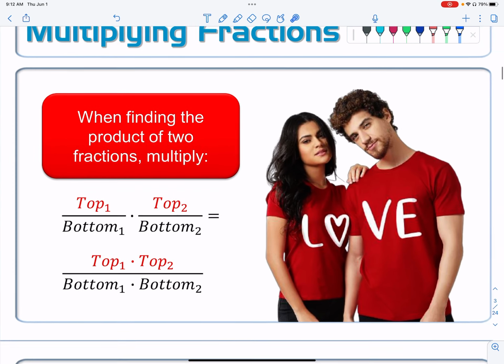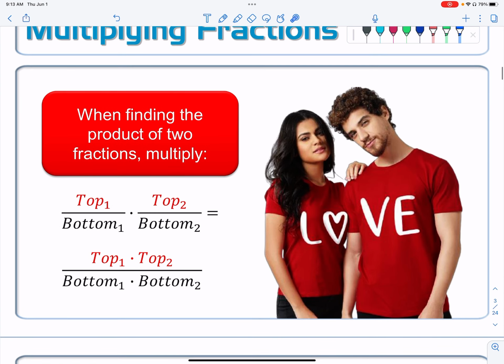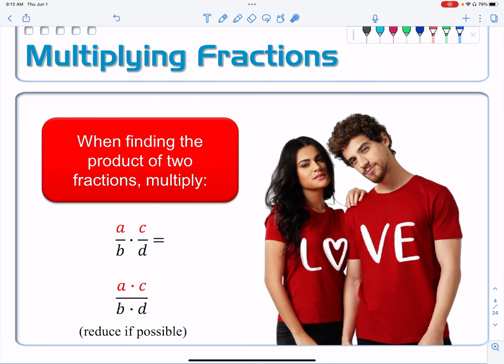Looking at this picture here, we're finding the product of two fractions. It's so simple. All you are supposed to do is multiply the tops together and multiply the bottoms. Top times top and bottom times bottom. And that's what this picture over here is illustrating with these two lovely people, where same shirts, same bottoms, they're multiplying their tops, they're multiplying their bottoms. That's all you've got to do. In terms of an algebraic example here with some letters, I have the fraction a over b multiplied times c over d. And I'm just going to multiply a times c and b times d. And then you reduce your answer if that is possible.